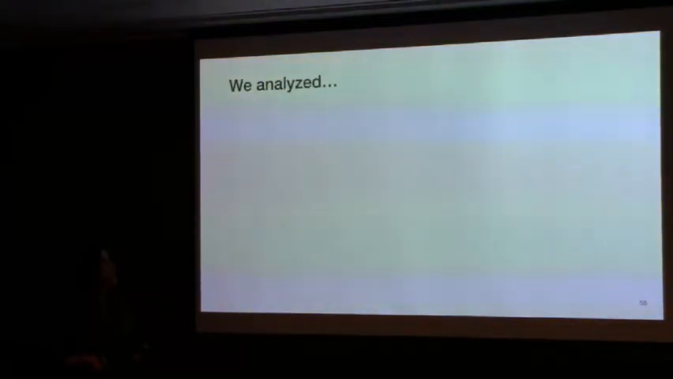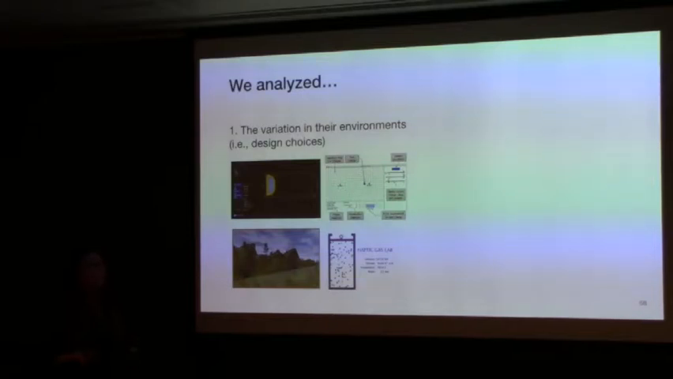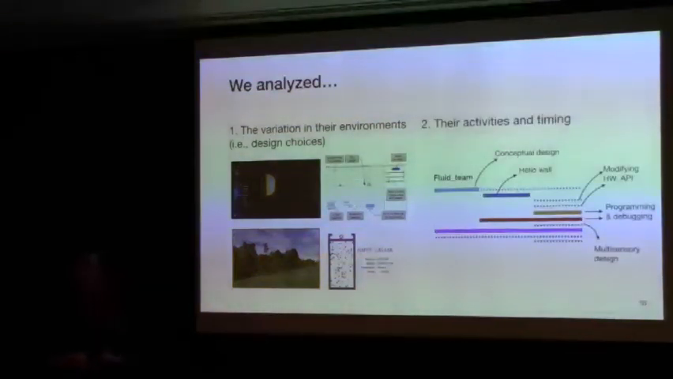And we specifically looked at two things. One was what kind of environments they created, what kind of choices they made. For example, what information they showed through the visual channel and what through the haptic channel. Also, based on the data that we had, we could create a rough timeline of the activities that they performed and their overall process for each team.